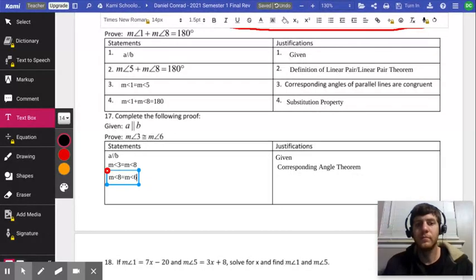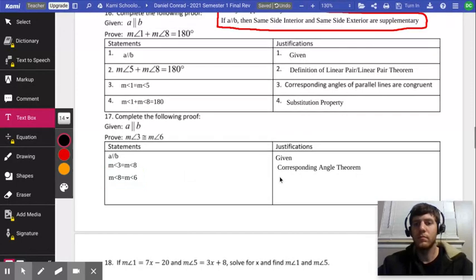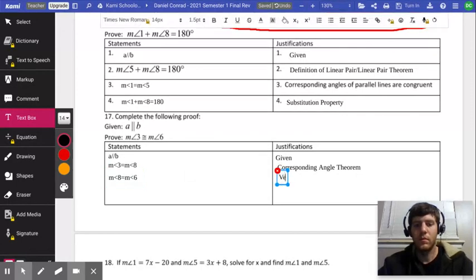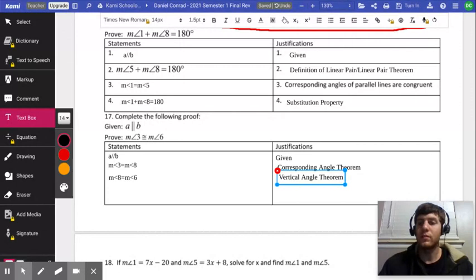Okay. All right, and that is your vertical angle theorem. Again, the vertical angle theorem really says that those angles are congruent, not that their measures are equal. So really we should say that those angles are congruent and then use the definition of congruent to say their measures are equal. But we're trying to stay consistent with what they did there.